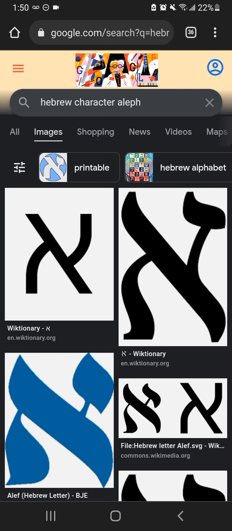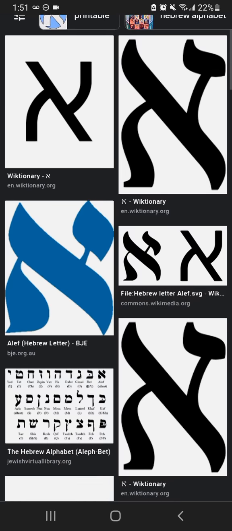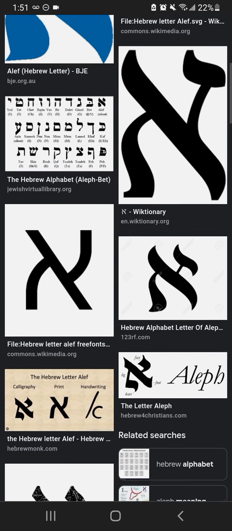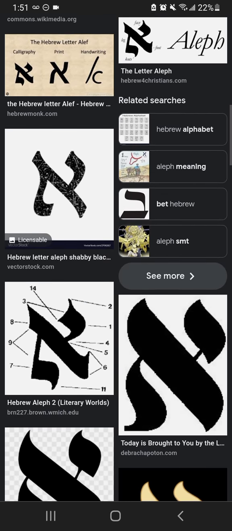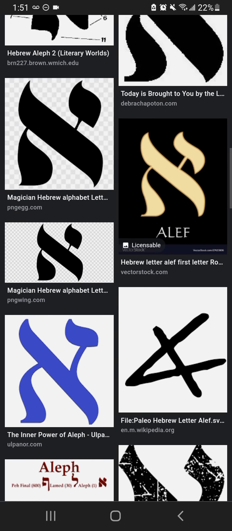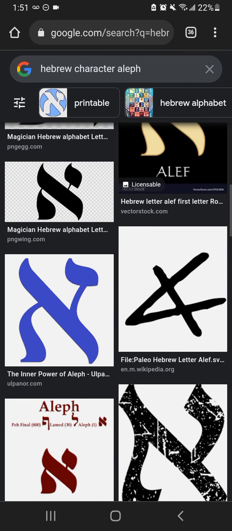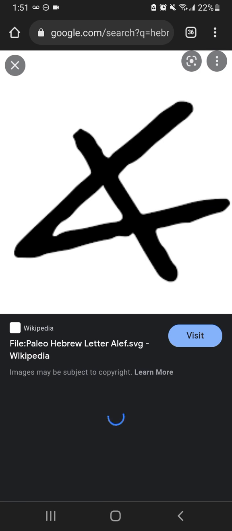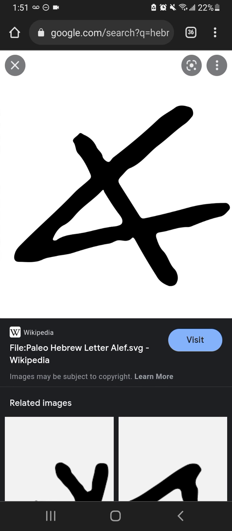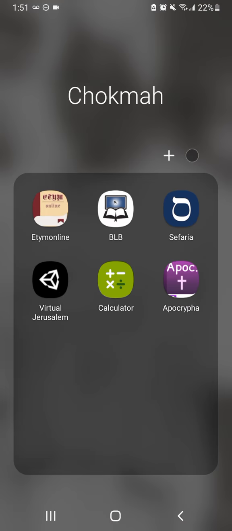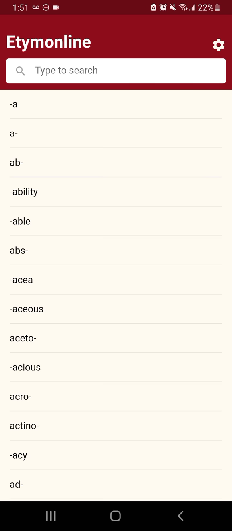The first character on the Hebrew character list is this Aleph here. So you're going to see the Aleph look like this. You're going to see it look slightly different, but for the most part, you're going to see it look like this. The Aleph. Here is a Paleo Hebrew Aleph. This is very important. Paleo represents something more ancient. Actually, let me just do that real quick. We're going to look at what Paleo means. What does the word Paleo mean?